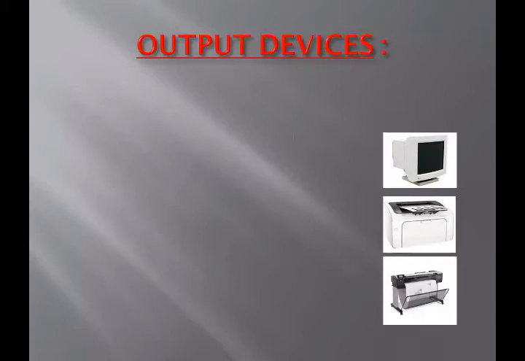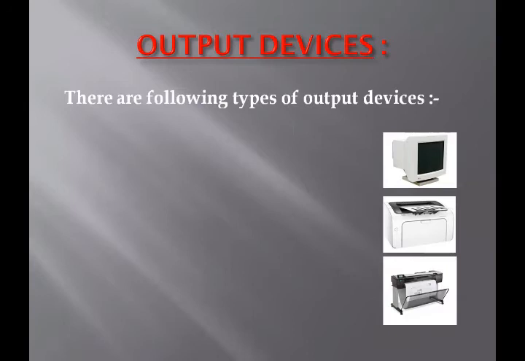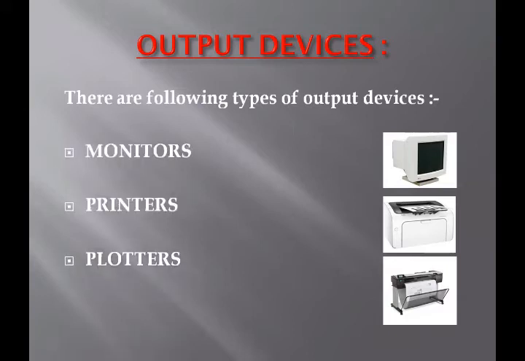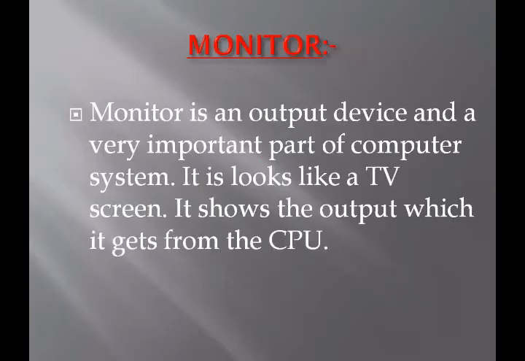Names of output devices are monitor, printer, and plotter. First one is monitor. Monitor is an output device and a very important part of the computer system. It looks like a TV screen. It shows the output which it gets from the CPU.